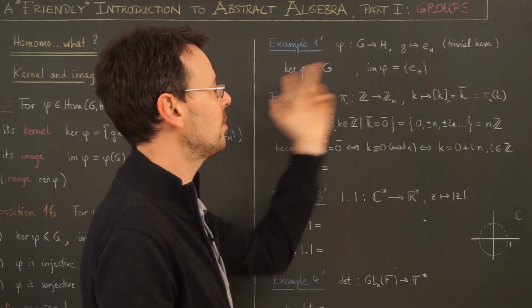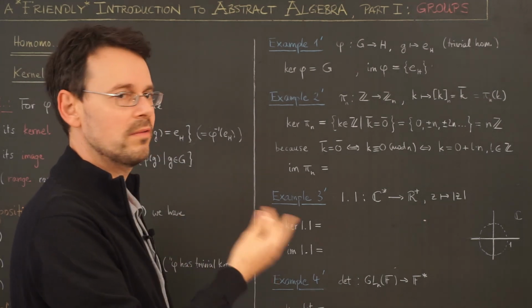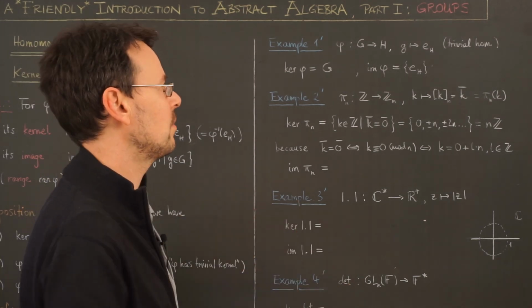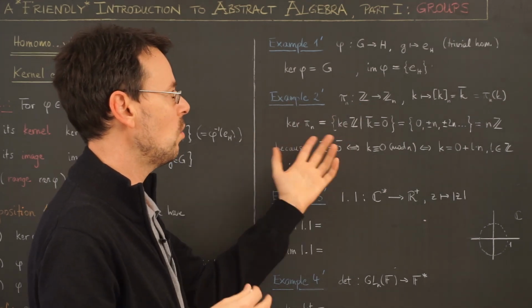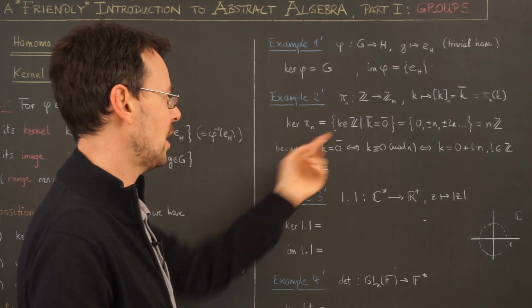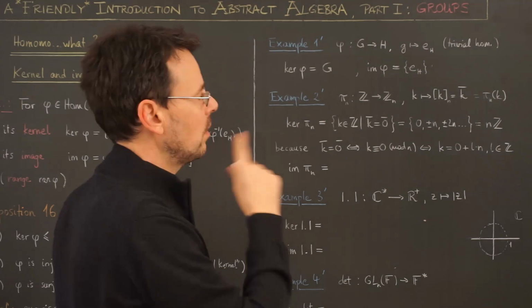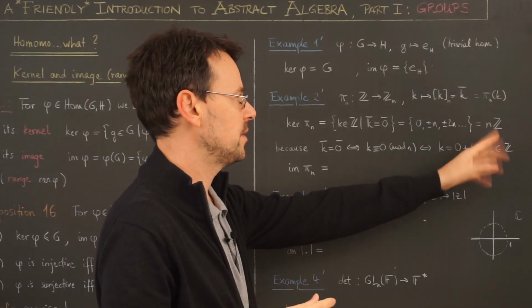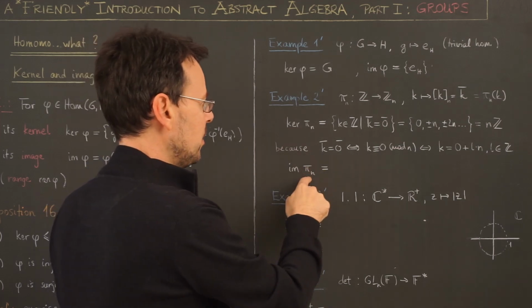So this is an example of a homomorphism that is neither a monomorphism nor an epimorphism except for the trivial cases. This here is no monomorphism. It's not injective, clearly, because the kernel is not trivial, except for the trivial case where n is 0, but we do not talk about that. Now what is the image?